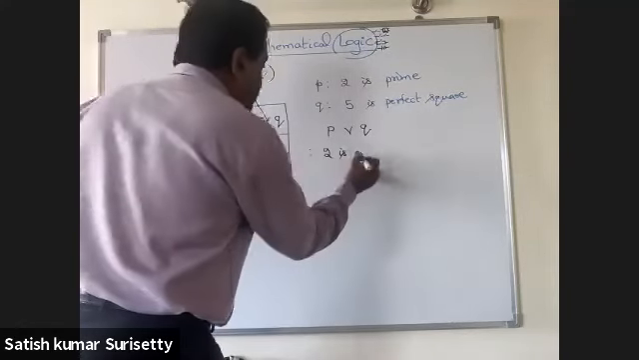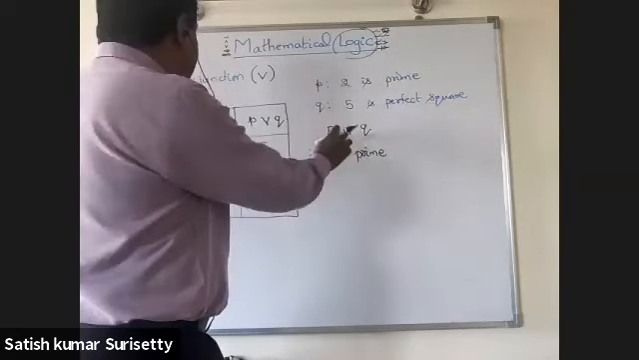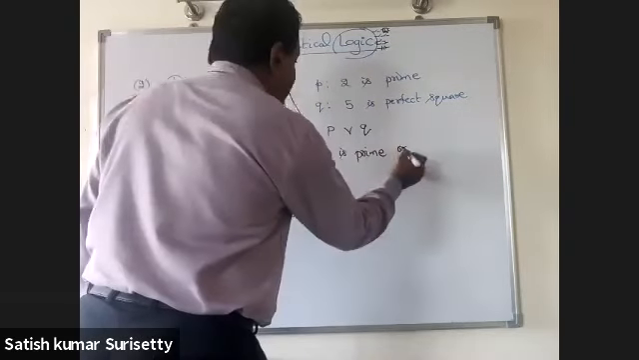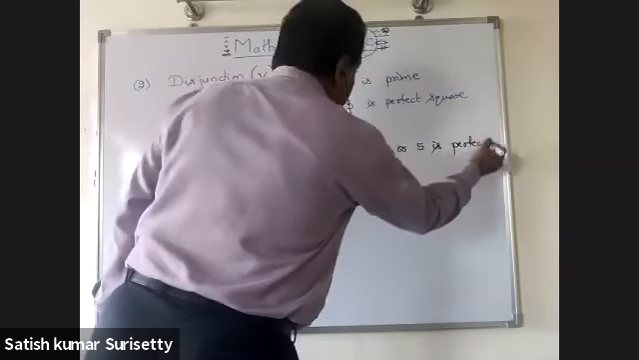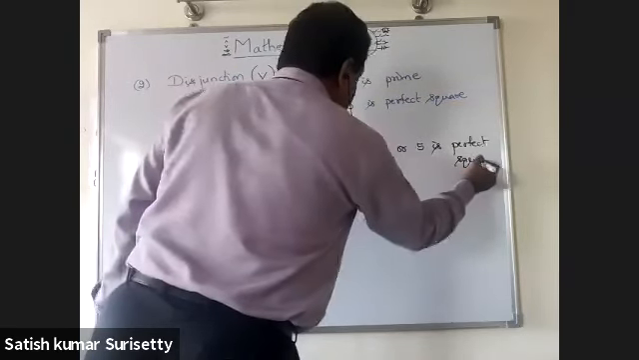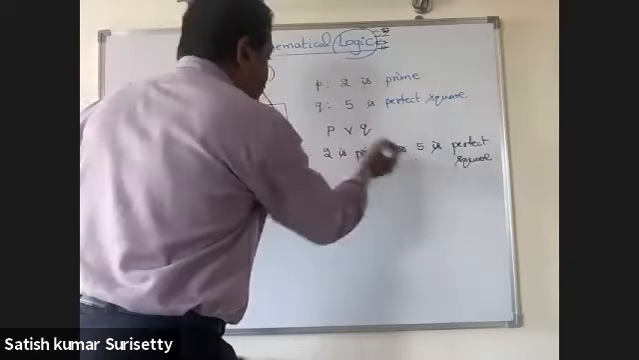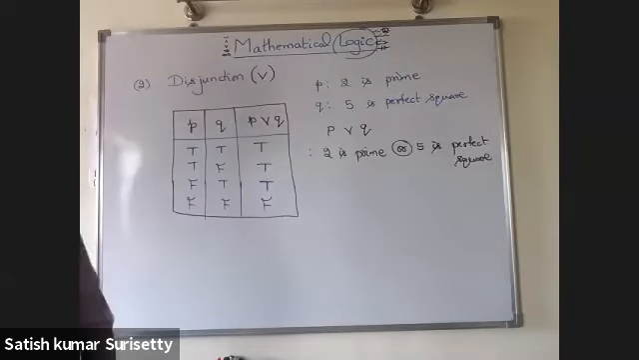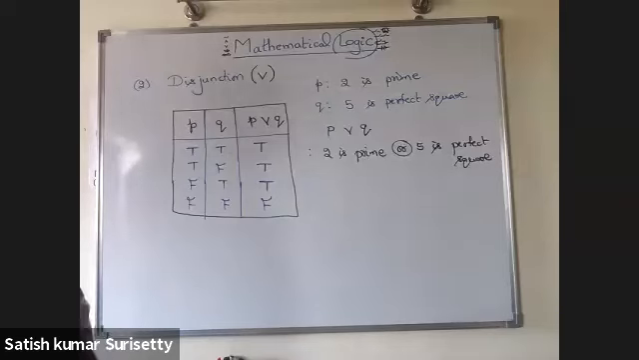What is the verbal form for the disjunction? Two is prime or five is a perfect square. You just combine them with the word or as the verbal form. When you are writing the verbal form, if the truth value is asked, then you write the truth value. Otherwise, you just express the verbal form or the symbolic form.